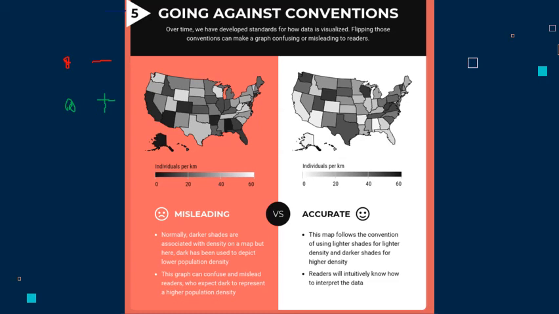Here we've got a map of the United States. You would think that the darker parts would be more densely populated, wouldn't you? This is a population graph, whereas the lighter parts would be less populated. In fact, this is misleading because they put the darker color as 0 and white as the lighter part. The convention would be the more populated a state is, the darker it should be, and the less populated per kilometer, the lighter it should be. So this is the accurate version.